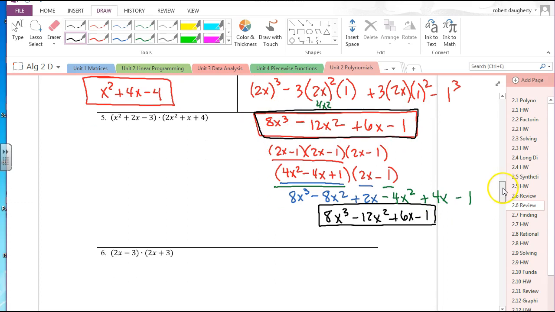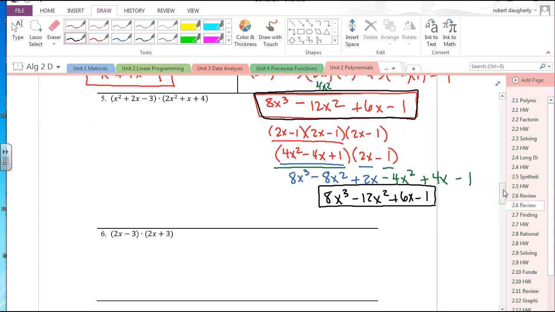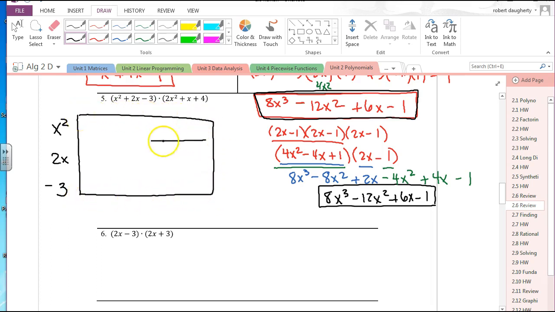If I move on to number 5, multiplying two trinomials. We talked about one of the best ways of doing this is to organize yourself a chart. So it doesn't matter which one goes vertical, which one horizontal. So if I had x squared, 2x, and minus 3, and I'm going to multiply that by 2x squared, x, and 4.